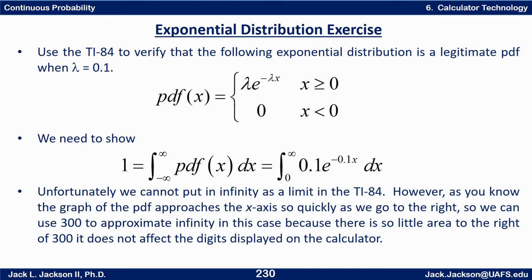So the PDF of x is lambda e to the minus lambda x for x greater than or equal to 0, and 0 for x's that are less than 0. What we would like to do is to show that this is a legitimate PDF graph. Let's do lambda as 0.1. If lambda is any positive number, this will be a legitimate PDF graph. To show that, let's look at the Inspire first.